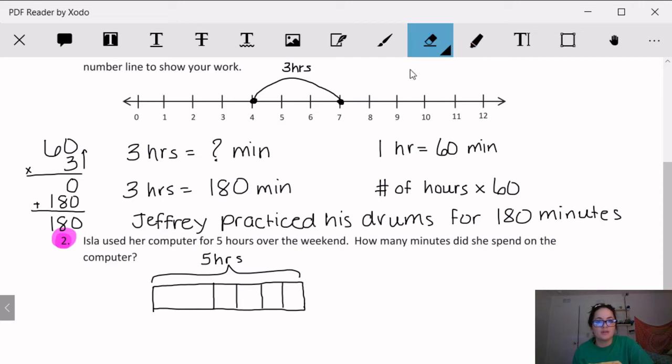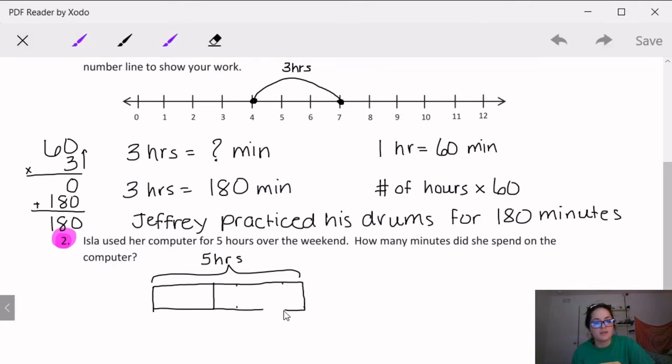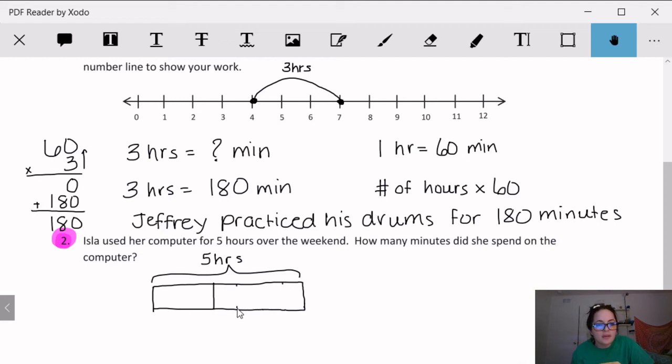I'm making sure to double count my spaces that I create because I don't want my area model to be inaccurate. So now I've got 3, 4, 5. So I've got 1, 2, 3, 4, 5. Each block represents the hour that she was on her computer.